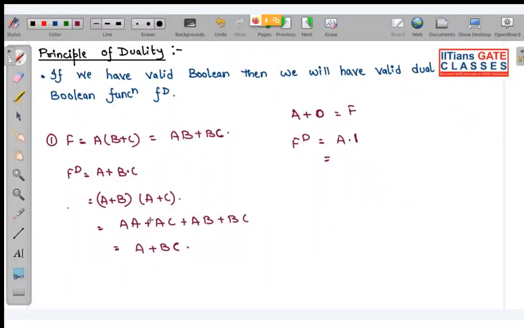Tell me if this is clear to you or not. See if this is clear or not. Tell me if this is okay. Yes, sir. Is this clear?